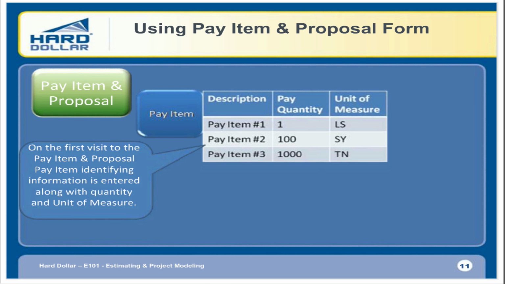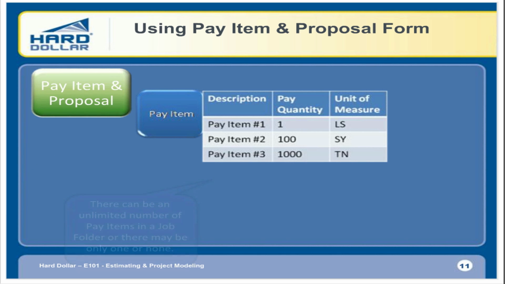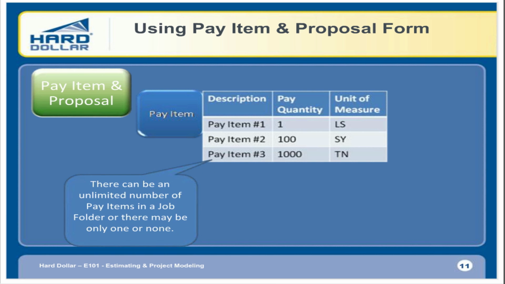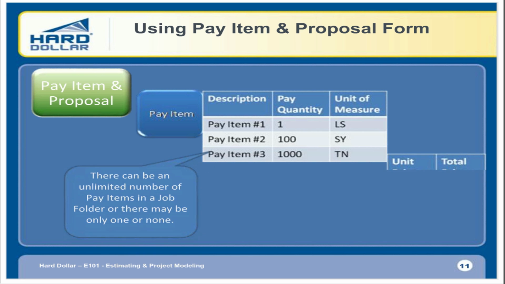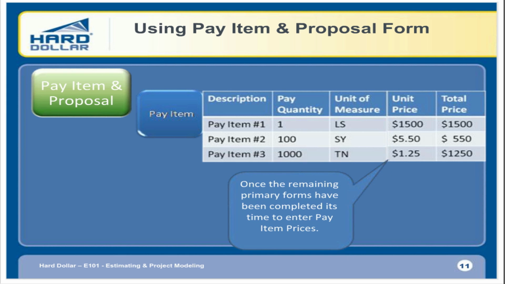As indicated on the previous slide, you will visit the pay item and proposal form for a couple of purposes. First, you will enter the pay item identifying information such as description, quantity, and unit of measure. You can have thousands, one, or no pay items in a job. Once the remaining primary forms have been completed, you will visit the pay item and proposal form a second time to enter each item's price.